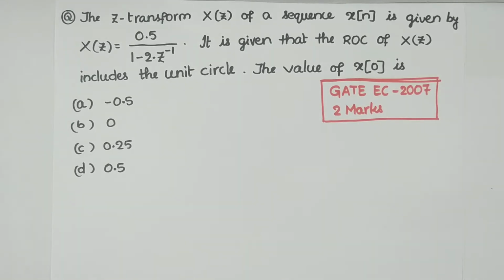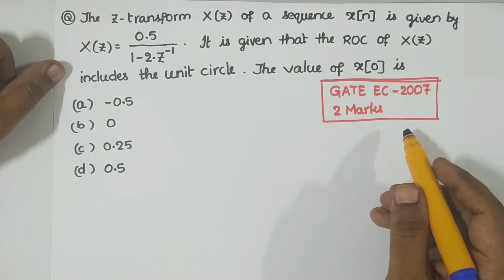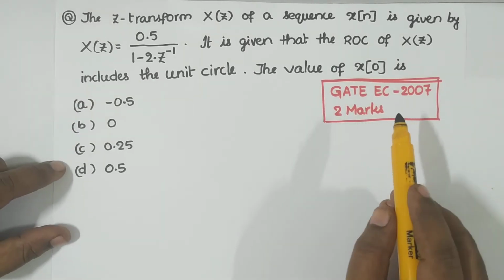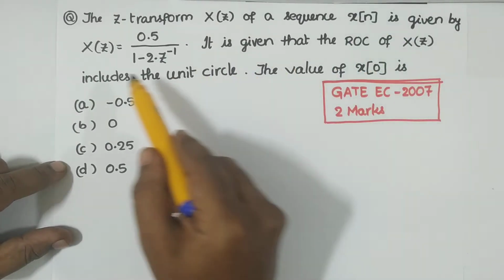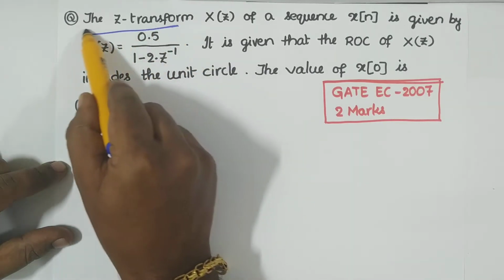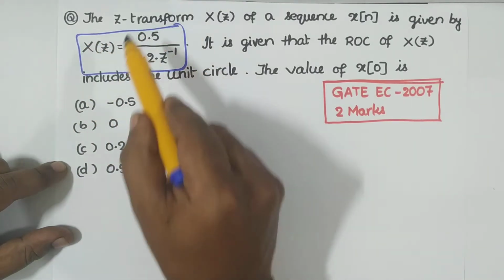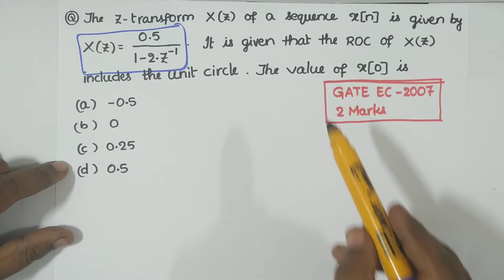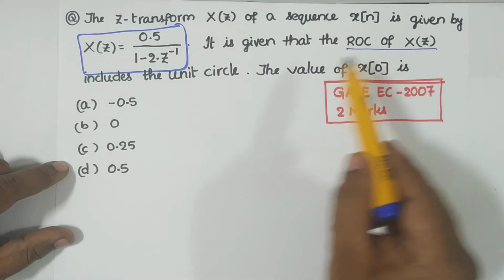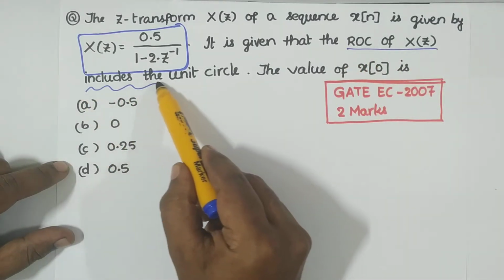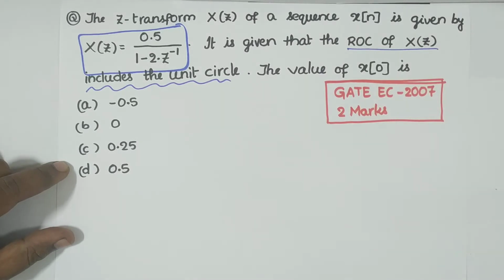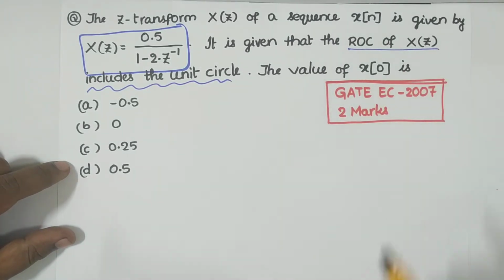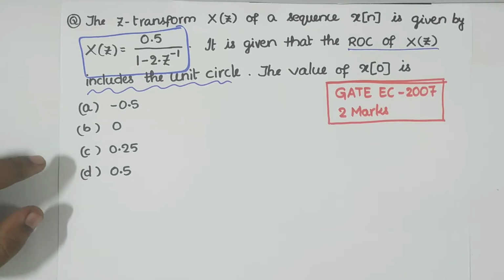Yeah, so the same situation was asked in GATE ECE 2007 for 2 marks. You see the Z transformation of a sequence is given like this: X of z is equal to this one. Now it is given that ROC of X of z includes the unit circle. Yeah, so this is like indirect data he gave. The value of x of 0 he is asking us now.